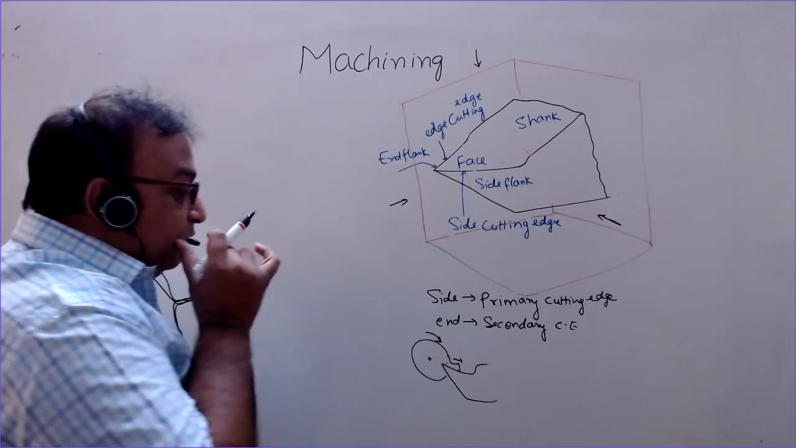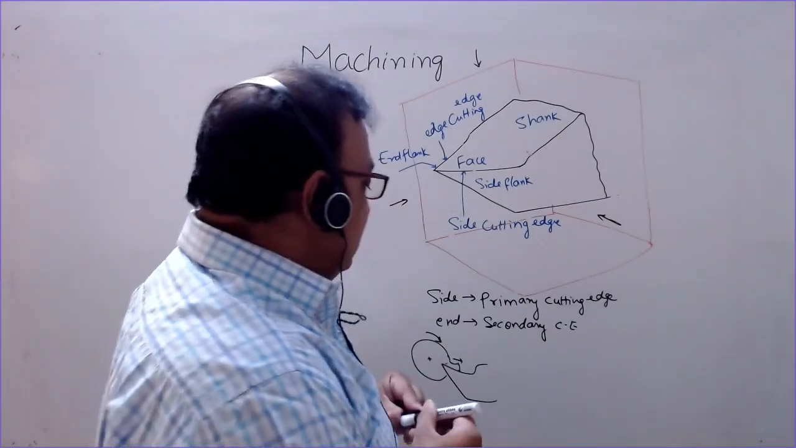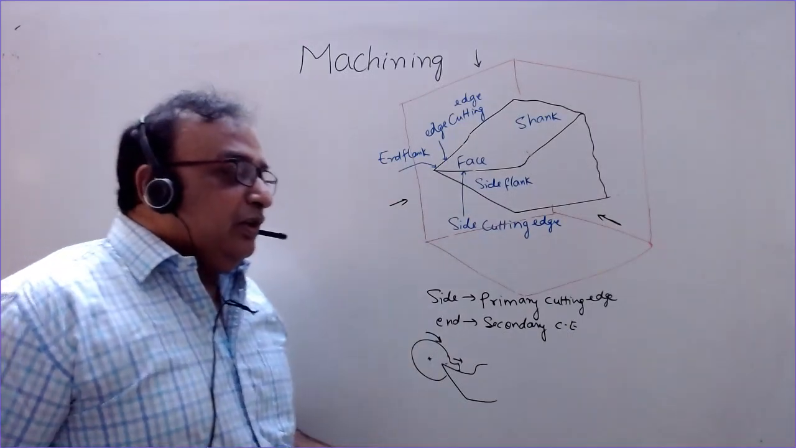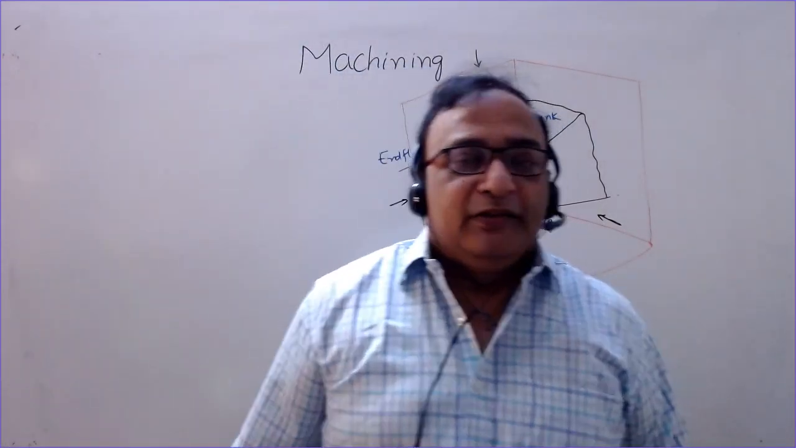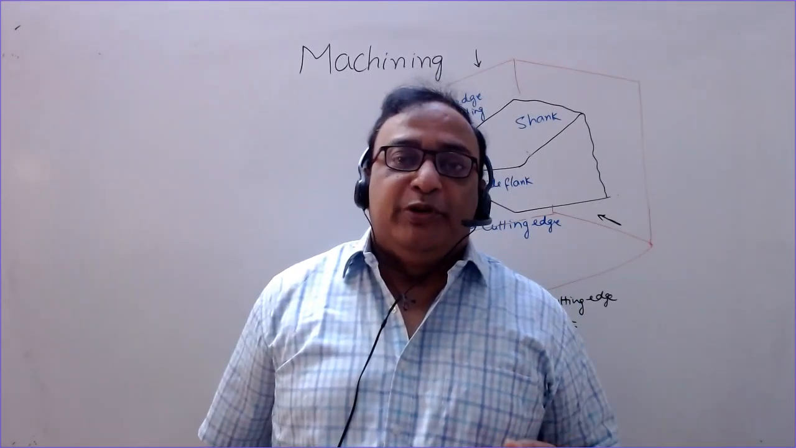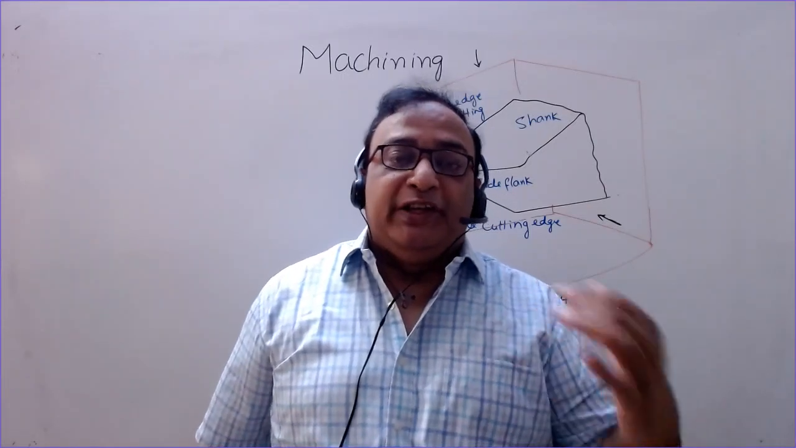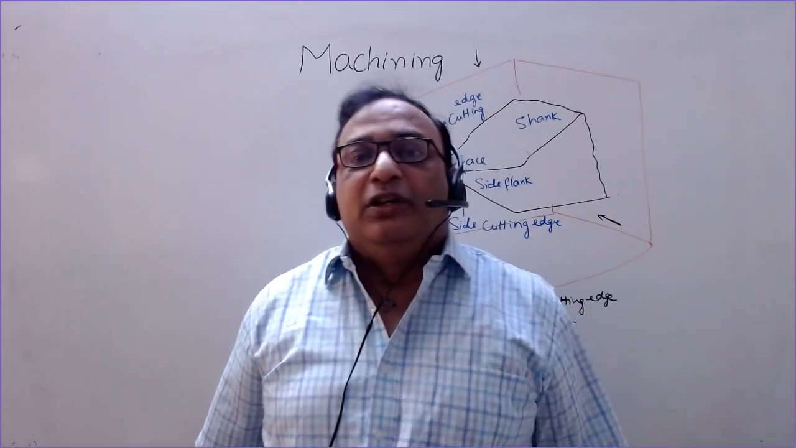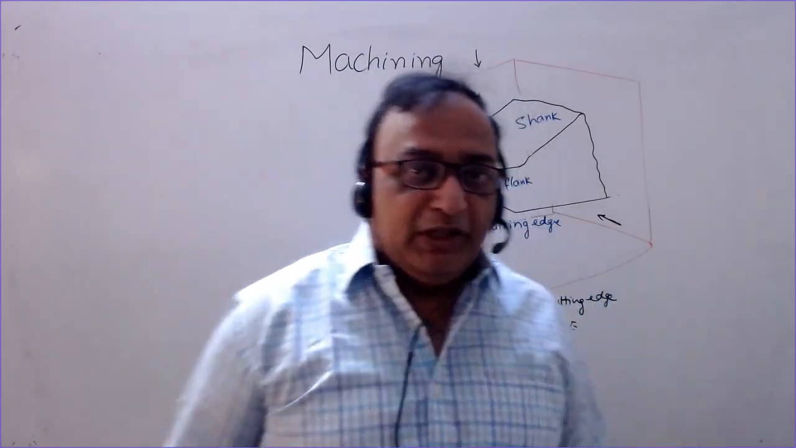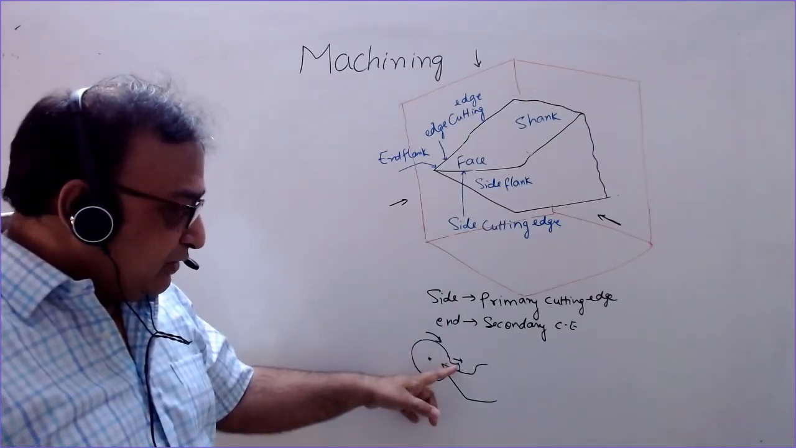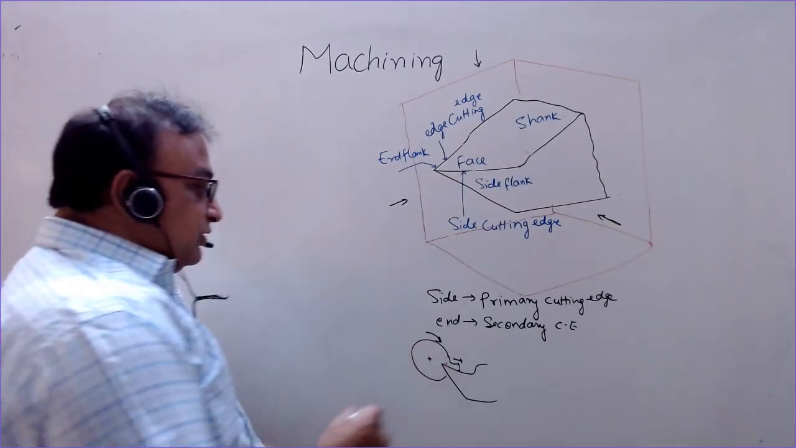If we don't provide any face, the chip will flow along a flat surface. That is also done in the case of some materials like brass. We have zero rake angle because brass does not offer very high resistance to the removal of material with single point cutting tools. There we use a zero rake angle tool, but generally the rake is provided so that the chips, this removed material is called chip, flow easily.